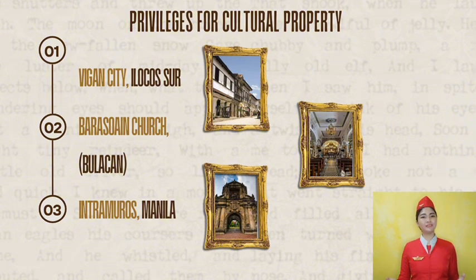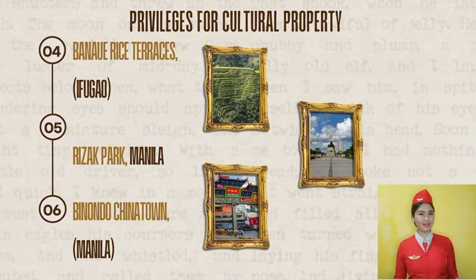It benefits from government funding for maintenance, strict regulations on development, and initiatives to promote public awareness and appreciation of its historical significance. Fourth is the Banaue Rice Terraces in Ifugao. This UNESCO World Heritage Site, known for its ancient rice terraces carved into the mountain sides, receives priority government funding for conservation, strict regulations on development, and incentives for community-based tourism initiatives.